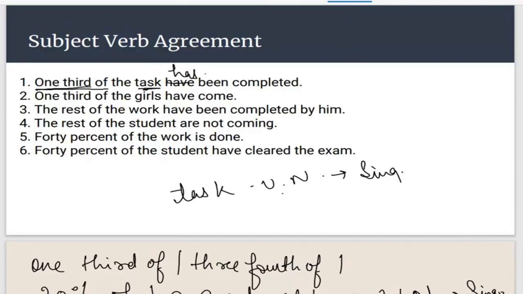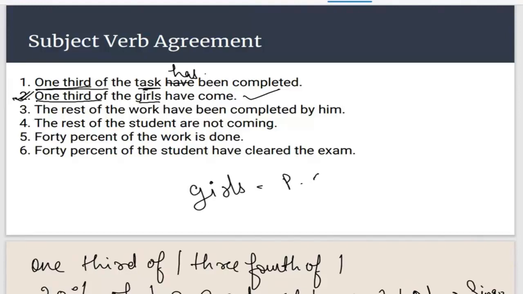Now you guys solve sentence number 2. Come on, more answers please. Very good. Sentence number 2 is correct because after 1/3 of, girls is the plural countable noun, and after it a plural verb has been used, so there is no error in the sentence. Sentence number 2 is absolutely correct.